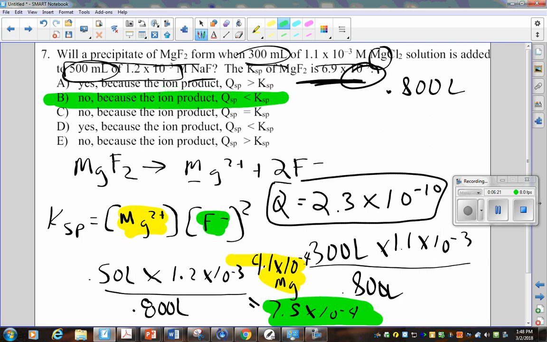And that is how you do a precipitate problem. Remember, the critical thing is no ICE tables and no ratios. You just write out the expression from the equation, do molarity times liters divided by the new volume, and pop it in the expression, and you're done. And that basically finishes the chapter.